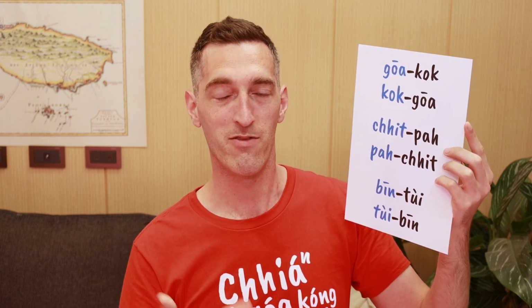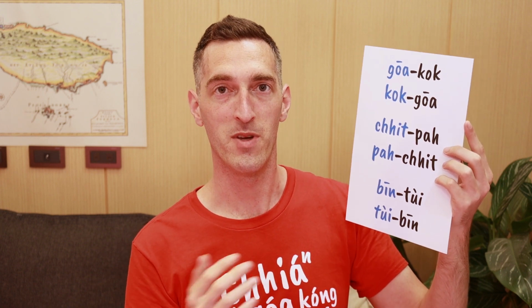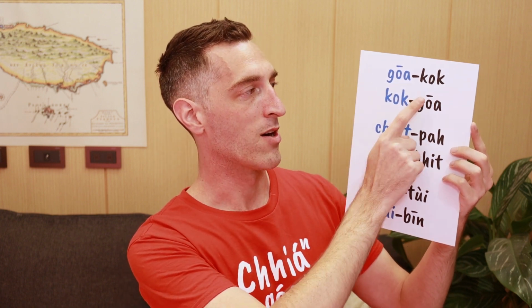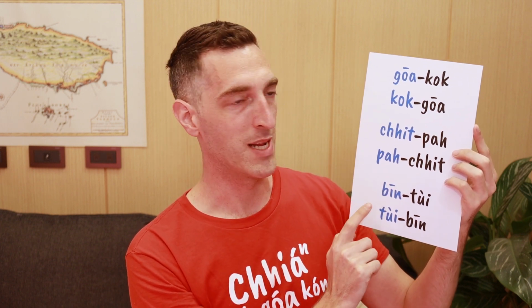Pah-chhit means 170. And here we've got bin tui, which means to be facing something or to face, for example, a situation, bin tui. And if we swap them around, then we get tui bin, which means to be across from something, like across the street. It is on the tui bin. So I'll just read through these examples one more time. Gōa-kok, kok-gōa, chhit-pah, pah-chhit, bin tui, tui bin.